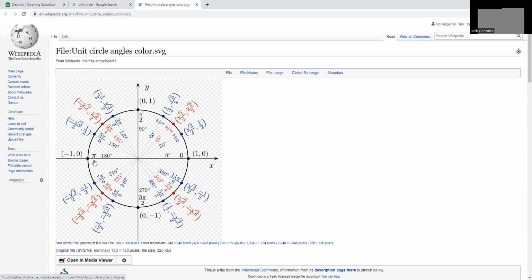A coterminal angle would be pi. But the reference, I believe, should be 0 because there's no distance to the x-axis here. So by the definition, reference should be 0. Just a really strange question.